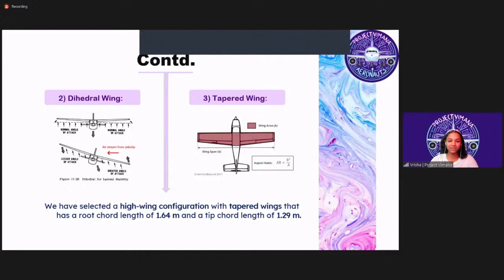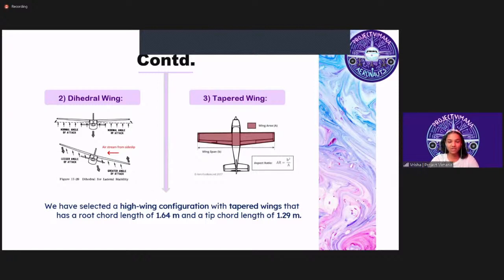Because we're using tapered wings, we're going with a root chord length of 1.64 meters and a tip chord length of 1.29 meters. We're going with 9 as our aspect ratio because an increase in aspect ratio with constant velocity will decrease the drag, improving the performance of the wing when in climbing altitude. Although with an increase in aspect ratio, there's also an increase in the wingspan length, causing an increase in the weight of the wing structure, which means the wings would be heavier.